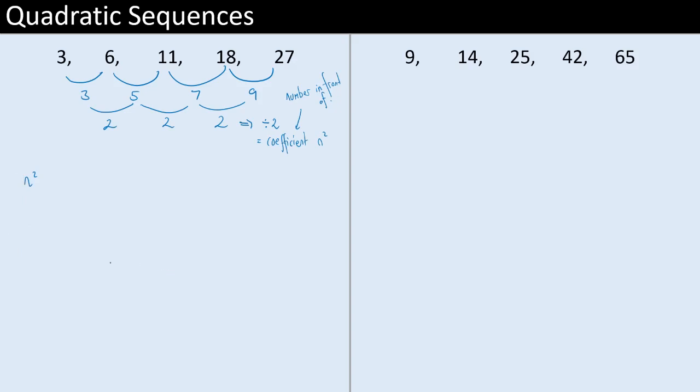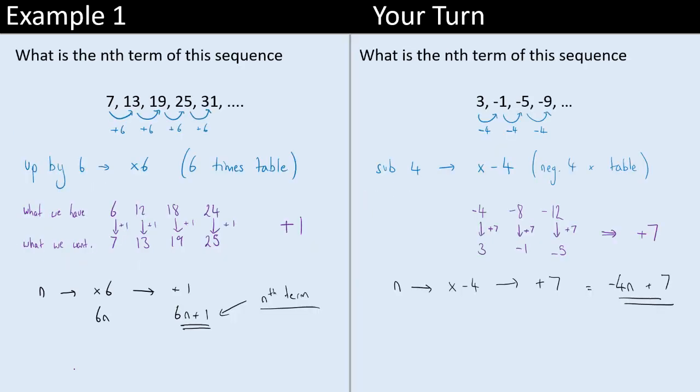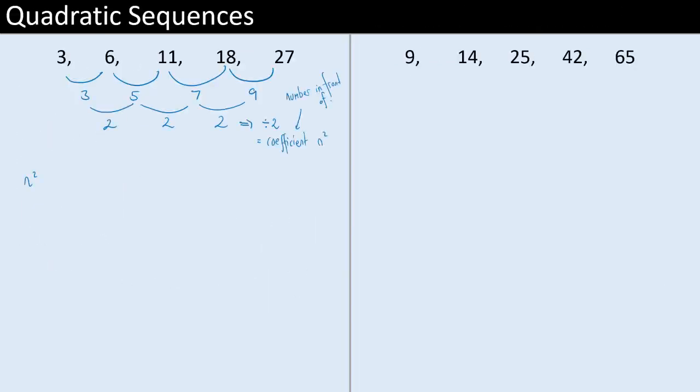Now, for this sequence here, I need to think about what do I do next. If we look back to our linear sequences, we found out what we were going up in, or we found the first part of our sequence, and then we looked at what did we need to add on, what did we need to take away. So I need to think about what I need to add on and what I need to take away. Now, for this kind of sequence, I need to do a little bit more work.